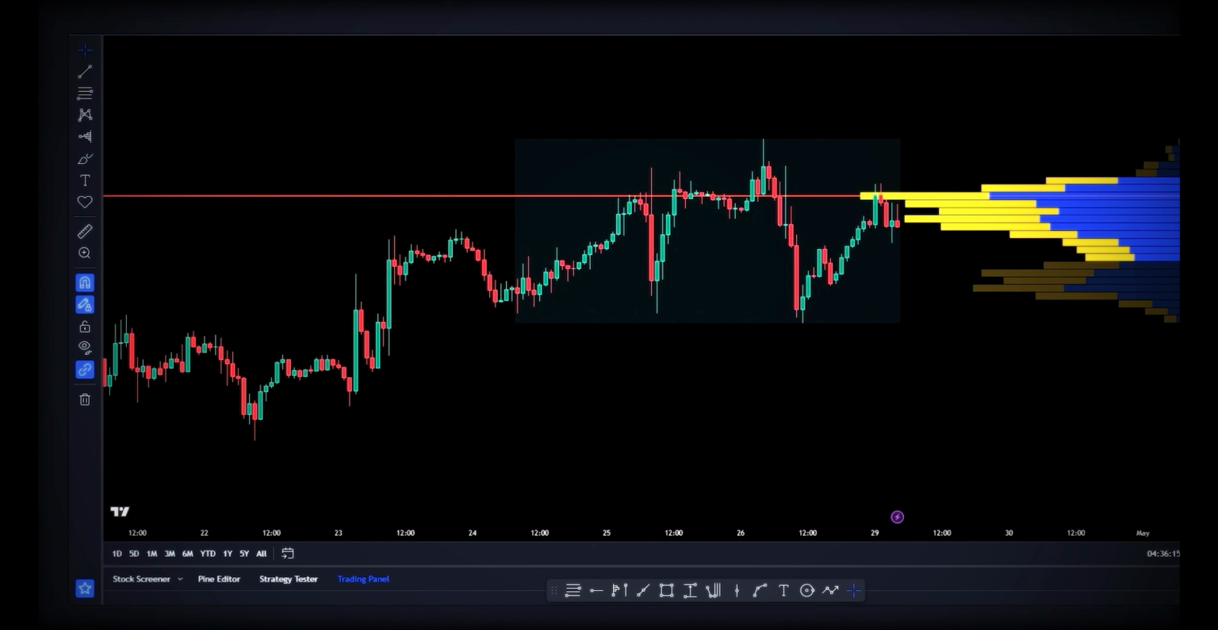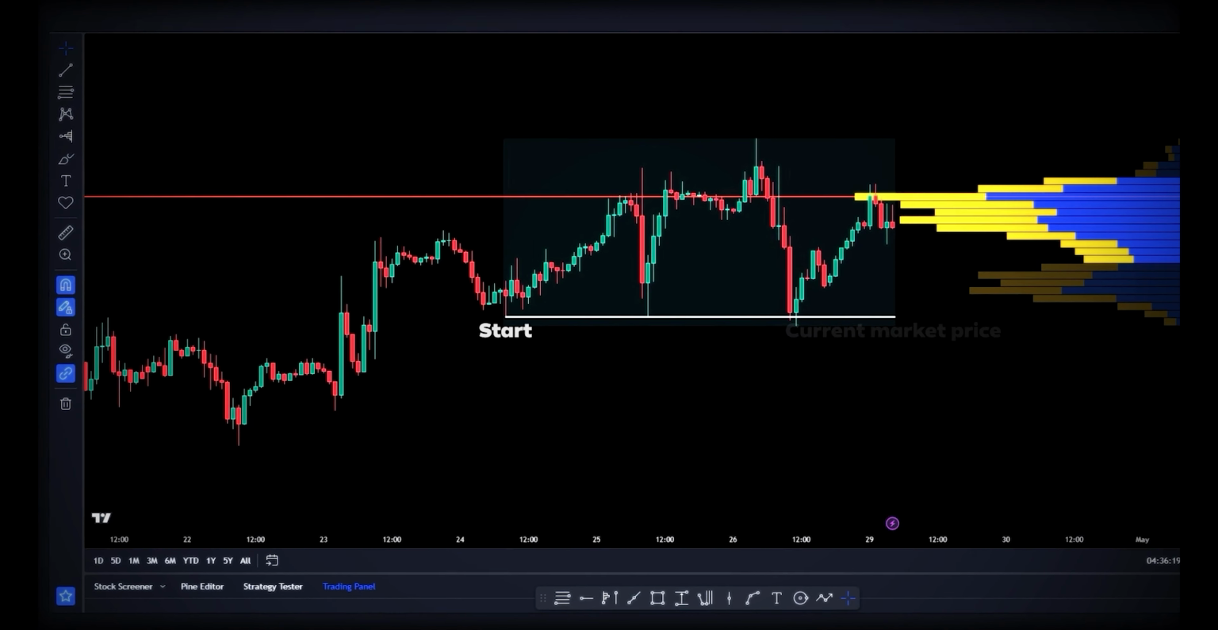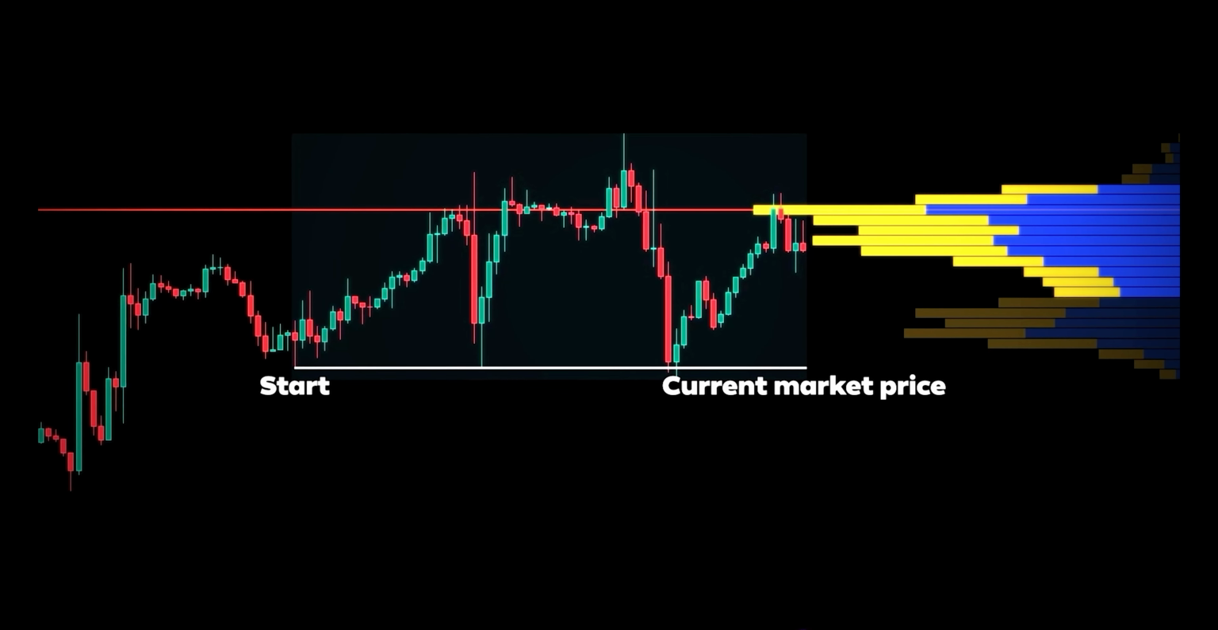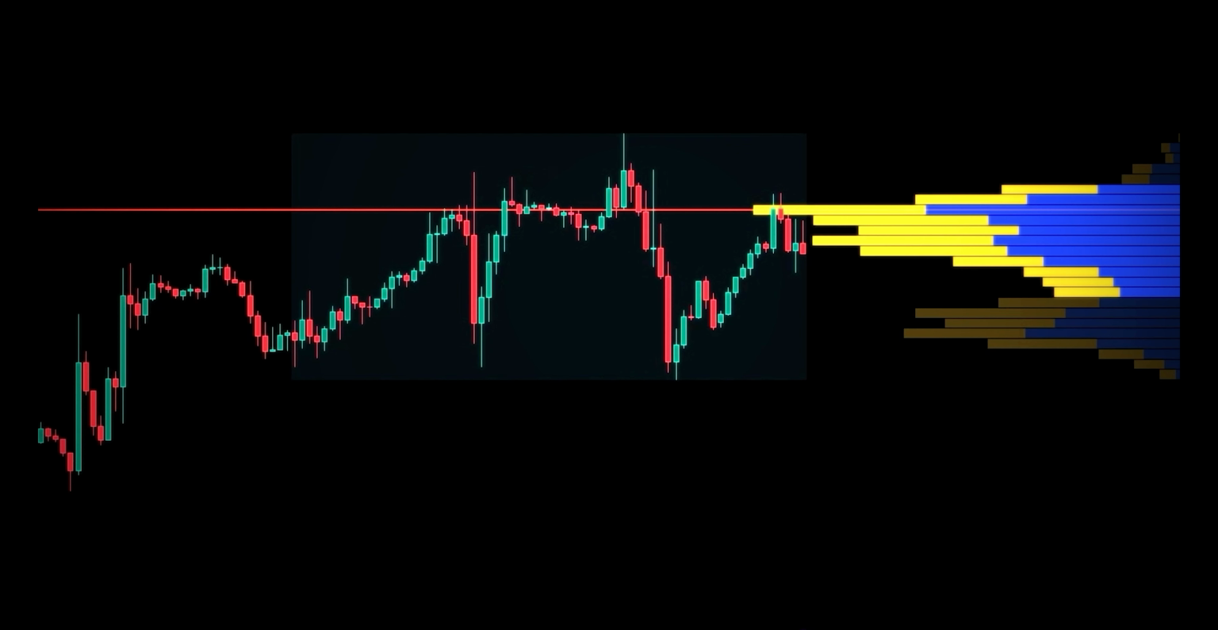Now the anchored volume profile will be displayed on the right. It covers the start of the range to the current market price and into future price action. All of the bars here show you volume represented at each price level. The larger the bar, the more volume was traded at that level.